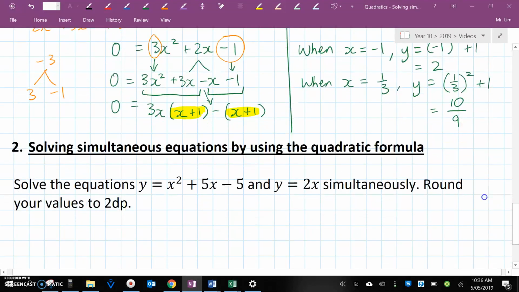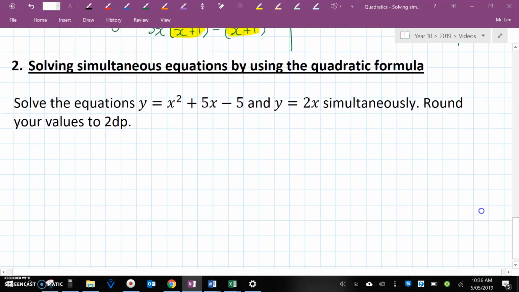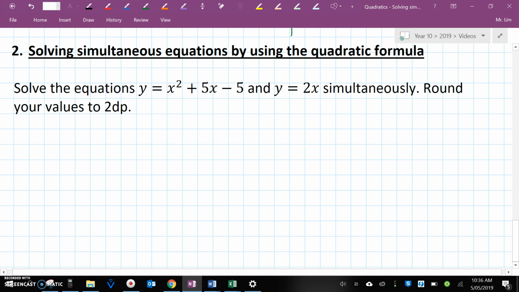Now, sometimes we can't actually factorize it. If we can't factorize it, we have to use the quadratic formula. So let's have a look at this question. Solve the equations y equals x squared plus 5x minus 5 and y equals 2x simultaneously. Round your values to 2 decimal places. Again, we are going to substitute that into here, because that is what y is equal to according to this.